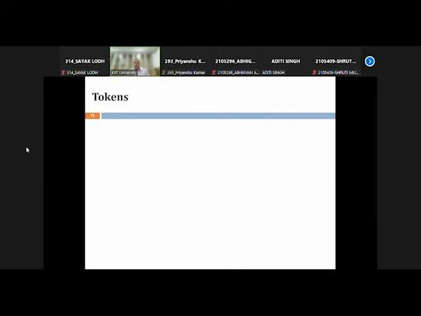Now come back to this. So the first variety of token, let me write down: identifiers. A programming language uses an identifier. An identifier is just like a name. When you were born, your parents gave a name to you, like Priyanshu, Abhigya, Aditya, Aditi, different names are there.